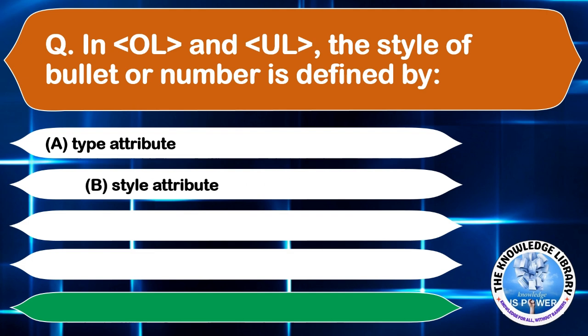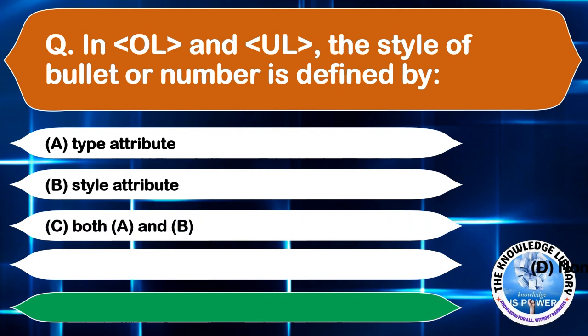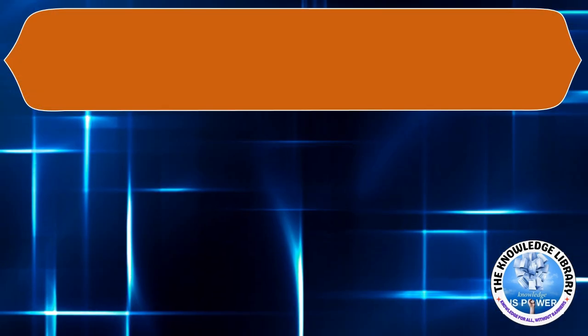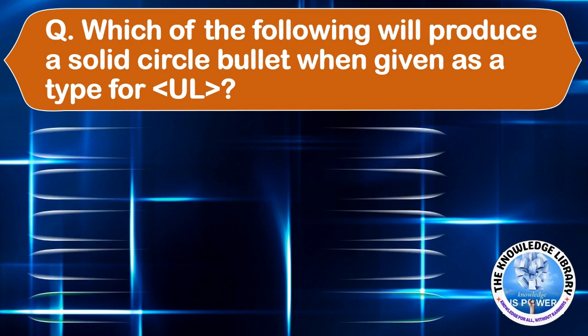The next question is, in OL tag and UL tag, the style of bullet or number is defined by option A, type attribute. Option B, style attribute. Option C, both A and B. Option D, none of the above. The correct answer is option A, type attribute.